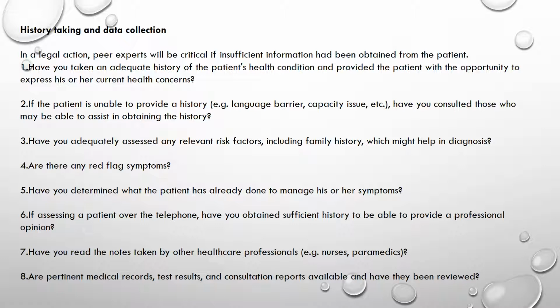Have you adequately assessed any relevant risk factors, including family history, which may help in the diagnosis? Another very important factor, this becomes a troubling thing when you have a patient that doesn't know their family history due to adoption or estranged family dynamics. But family history can help. Certain things run in families, and it may actually help you narrow down your differential list.